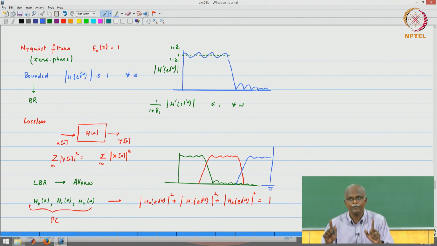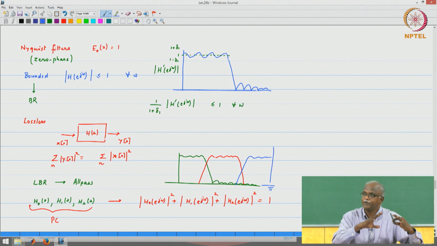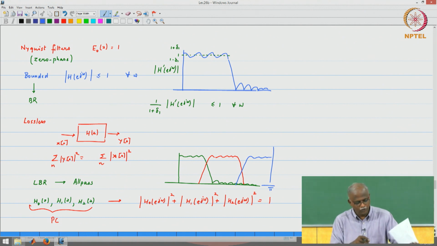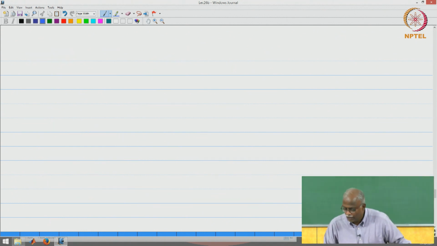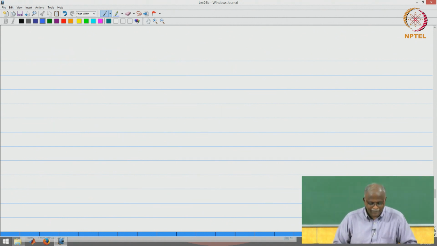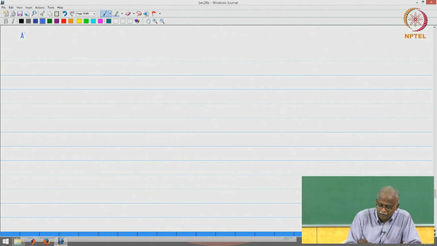This is a very special class, the power complementary class, and of course we are very interested in the case where you have two power complementary functions, because we are looking at the two channel case, because we want to preserve the signal everywhere between 0 and pi, one of the filters being low pass, the other filter being a high pass. Okay, so this is a quick run through of the key elements that we discussed in the last lecture. Now we will spend the next 10 minutes or so looking at the all pass decomposition.